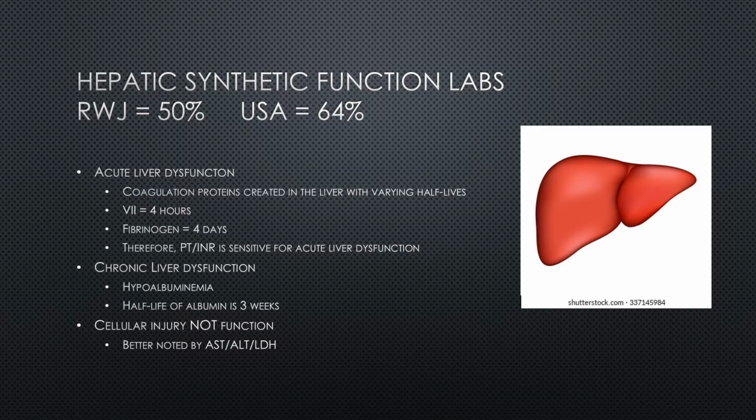Now, for chronic liver dysfunction, the best measure is albumin. The half-life of albumin is about 3 weeks. So in chronic liver disease, we'll see that folks have low levels of albumin just because it sticks around for a little bit longer. AST, ALT, LDH is a good measure of the cellular integrity of the liver, but not such a good measure of the synthetic function of the liver. So that's important to differentiate.